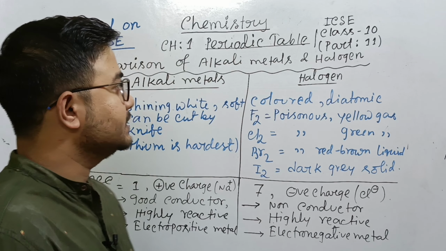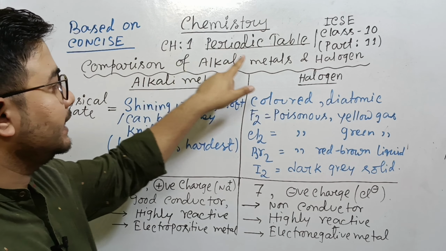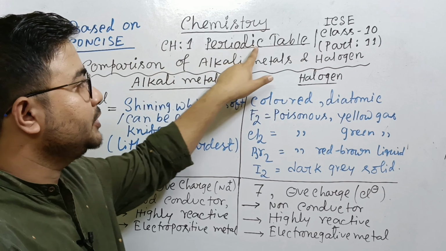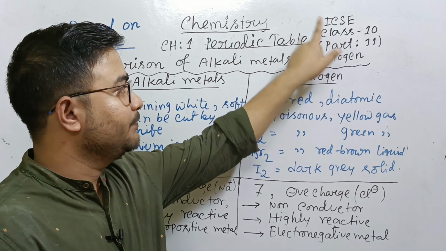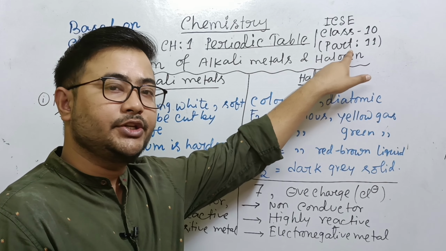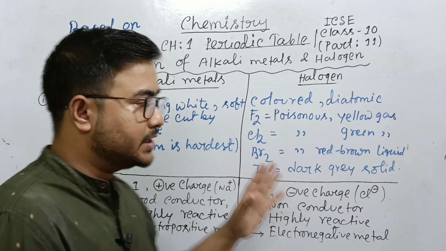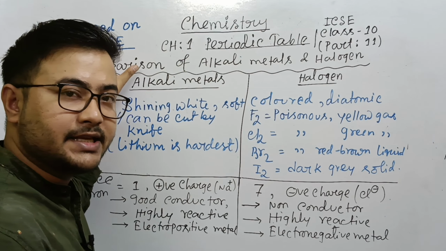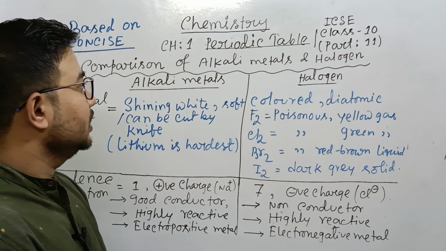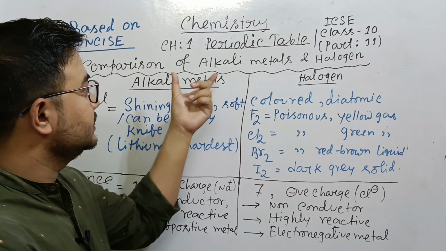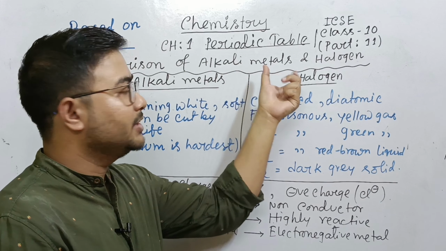We are going to discuss the comparison of alkali metals and halogens. This is based on Chapter 1, Periodic Table, of Class 10 ICSE, and this is Part 11 of this chapter. We discuss all the concepts based on Concise by Selina. Today, as I already told, I will discuss the comparison between alkali metals and halogens.